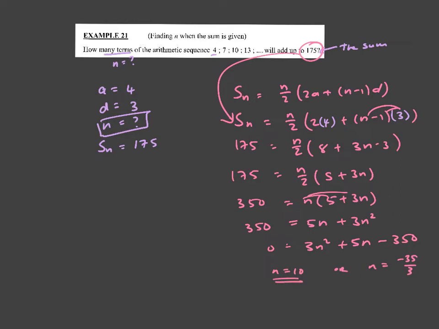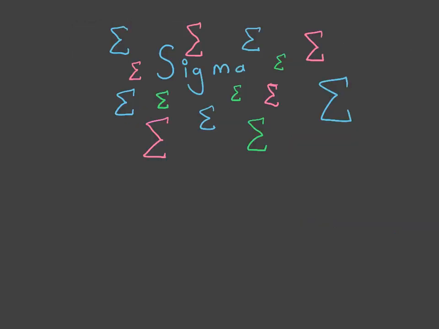The natural number. In other words, the sum of the first 10 terms is going to equal 175. Now, the negative one just doesn't make sense. The sum of a negative number of terms is equal to 175? That's not really making sense. We want to know how many of those terms we should add together. So you want to look for the natural number, the positive integer.